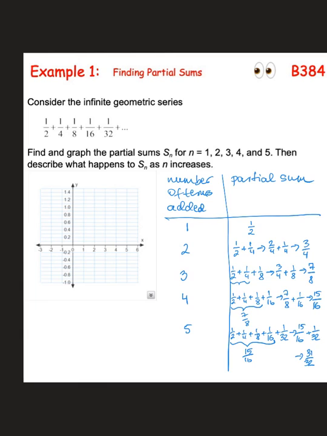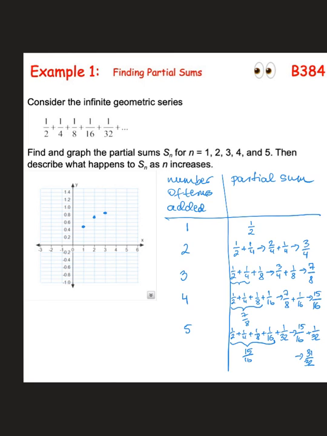The sum of the first term is going to be 1/2, so it's going to be right here. Then the next one, the sum of the first two terms, is 0.75, which is approximately here. Then the next one is 7/8. 7/8 as a decimal is 0.875, which is approximately here.